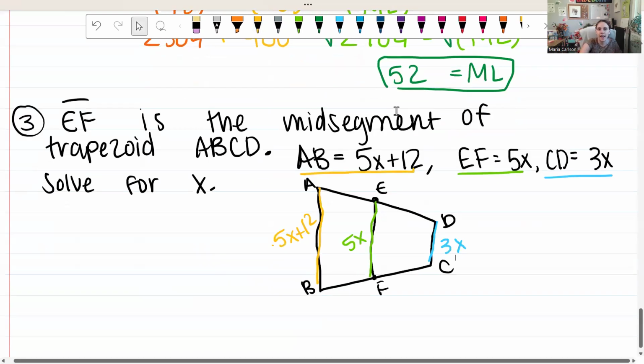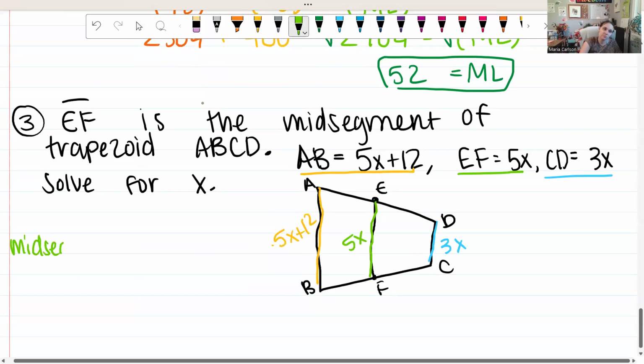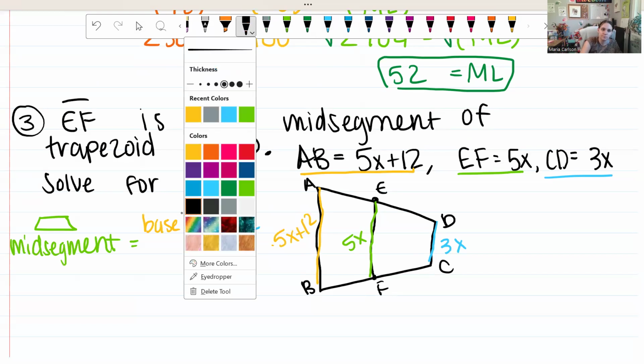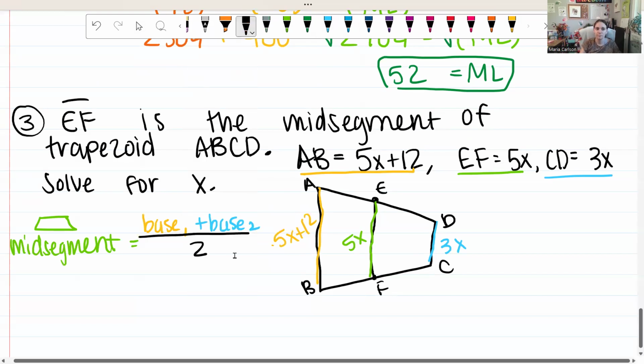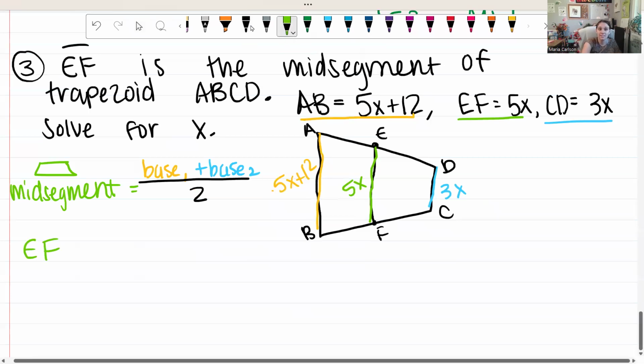So if we're going to solve for x here, I actually need to remember that the mid segment of a trapezoid is equal to the base 1 plus base 2 all divided by 2. Which seems really weird, but our mid segment here is EF. So that is equal to our two bases, so AB plus CD divided by 2.